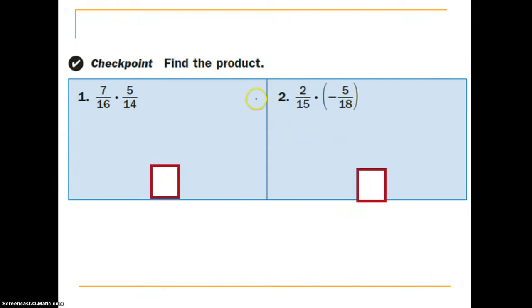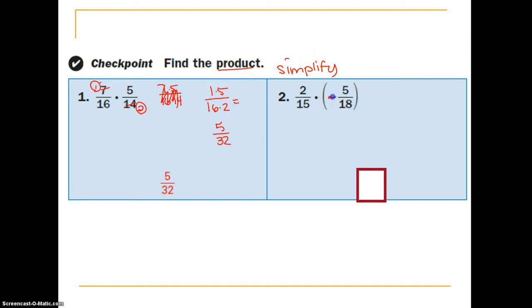Pause the video and try 1 and 2. Simplify. Even though it doesn't say, you always simplify the fraction. So you can write it like this, or instead of doing that, you could simply look at a numerator, look at a denominator, and divide out common factors. 7 divided by 7 is 1. 14 divided by 7 is 2. And that's all I can do. So, 1 times 5 and 16 times 2. So you have 5 30-seconds.